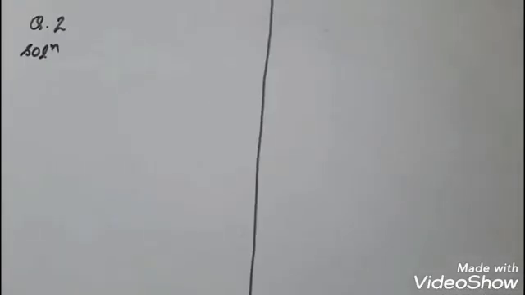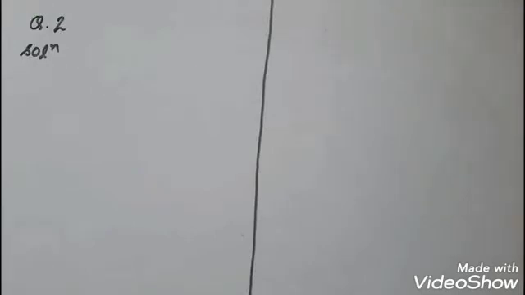Question number 2. I am reading the question. The price of a TV is increased by 10%, then decreased by 10%. Find the total increase or decrease in percent. So first of all, we assume the price of the TV, then we will find the increased percentage and the amount, then we will find the amount for the decreased percentage.